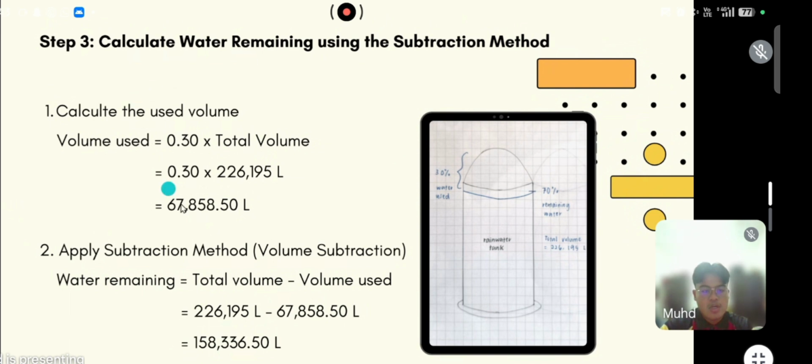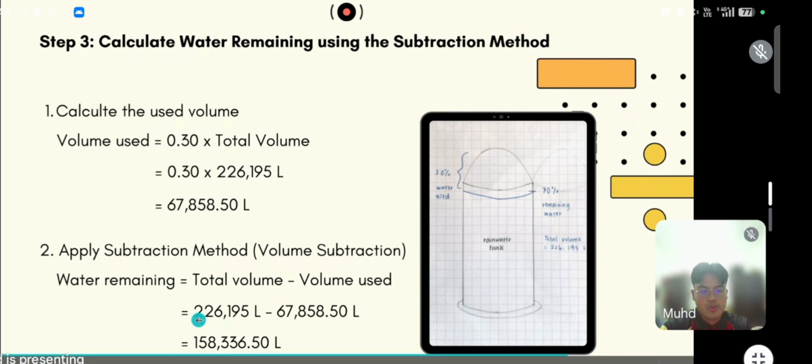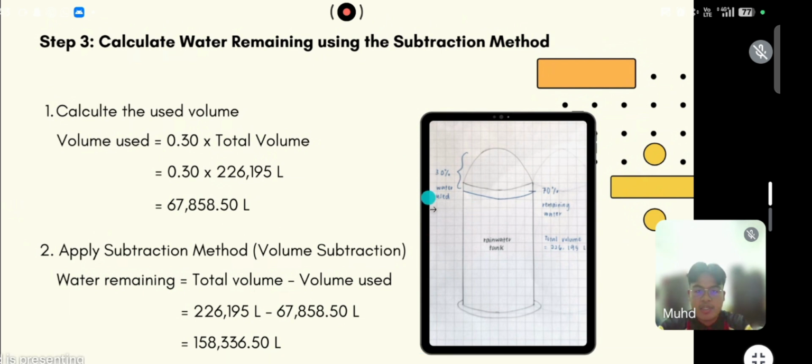So the second is to apply the subtraction method to calculate the water remaining. We use the total volume, which is 226,145 liters, minus the volume used. Volume used we got at the first calculation ni, tolak lah. Bila kita tolak kita dapat 158,336.5 liters. So ni gambarannya lah. 30% ni yang kita gunakan bahagian atas ni, yang 70% ni baki. Ni dalam masa sehari dia.